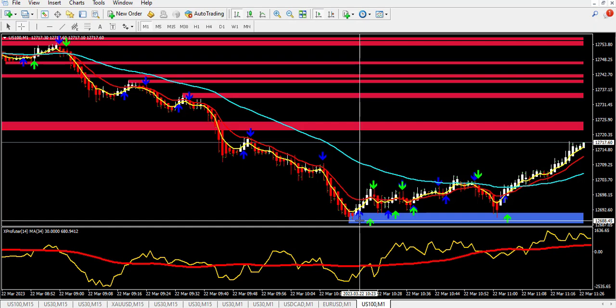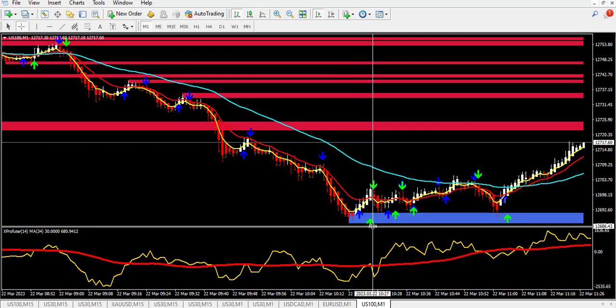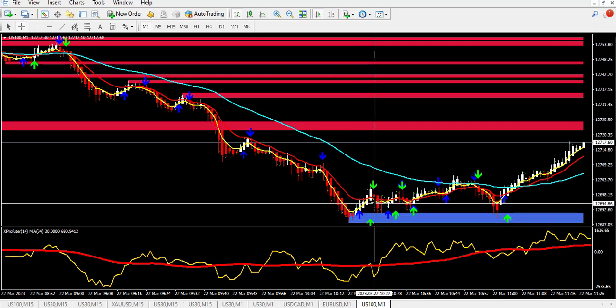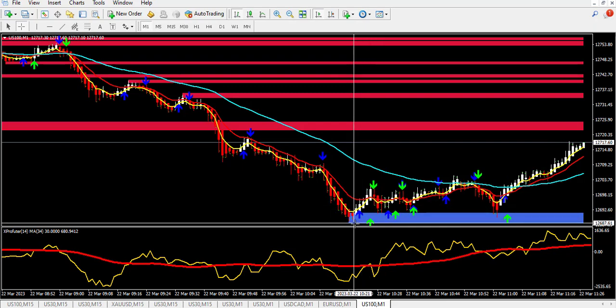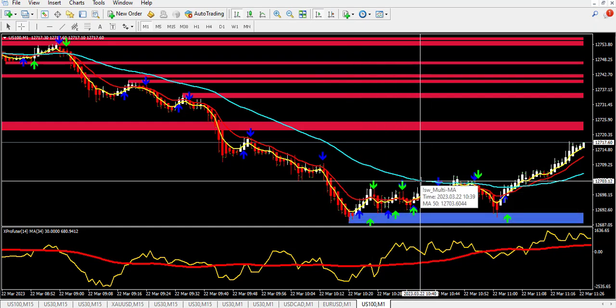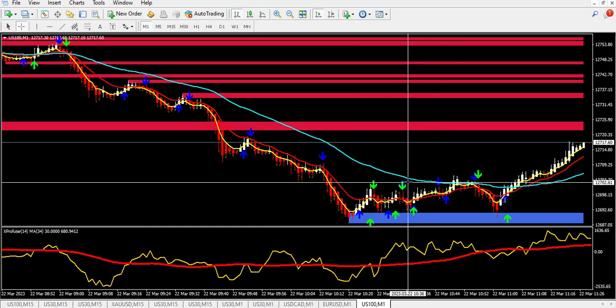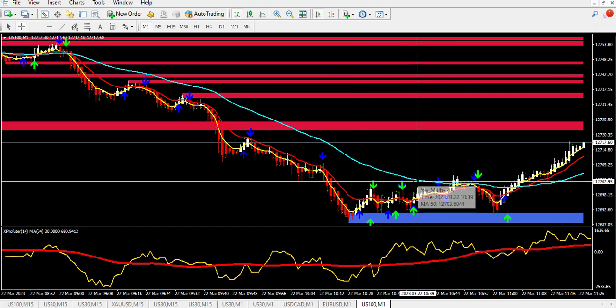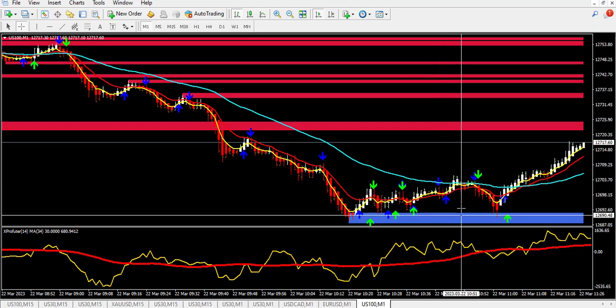But as I said earlier, I do not advise trading against the trend. But if you want to, this is how to do that. At this support zone, we have this blue and green arrow. Then you can place your trade, and the stop loss will just be a few pips below this support zone, and your take profit will be at this aqua color MA.